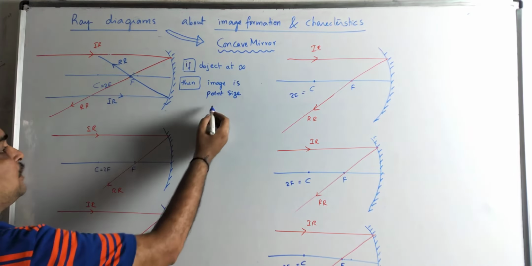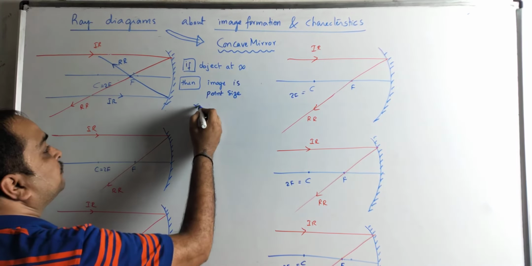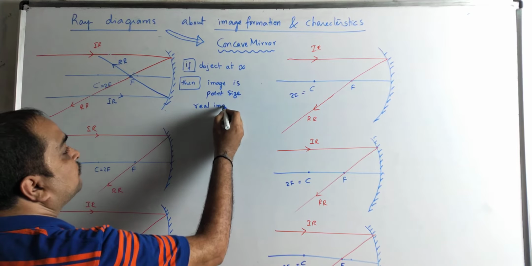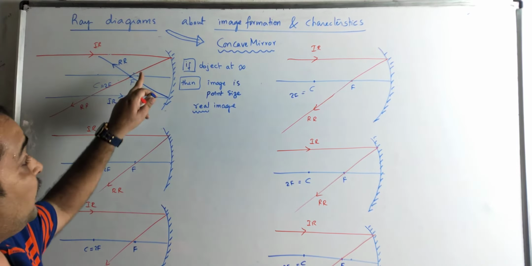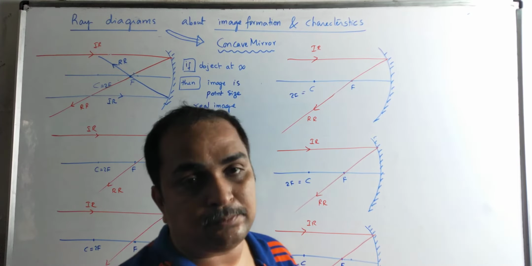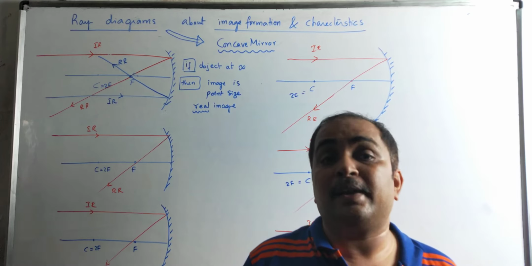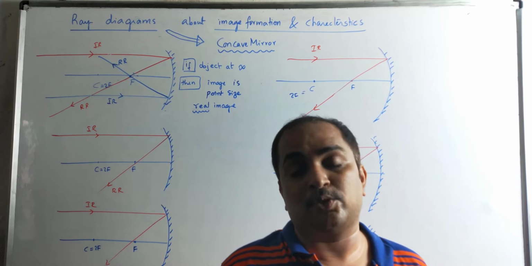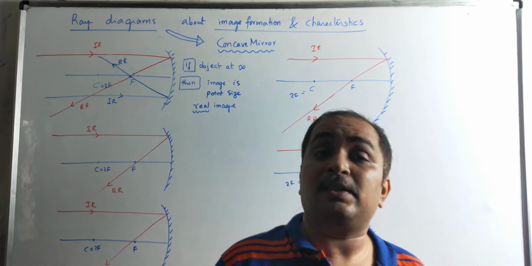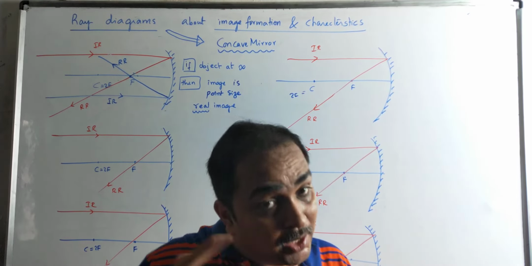When it is point size, we cannot tell whether it is inverted or something like that, but it is a real image. What is a real image? I repeat, reflected rays, if they really meet, not appear to meet, that is called a real image. Incident rays, if they really meet, that's a real object. Incident rays that appear to meet give a virtual object.